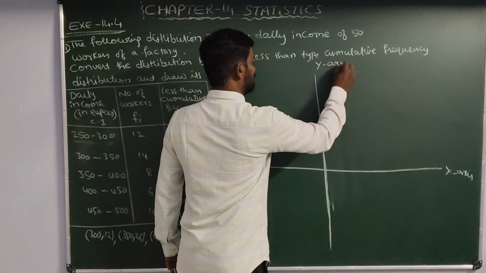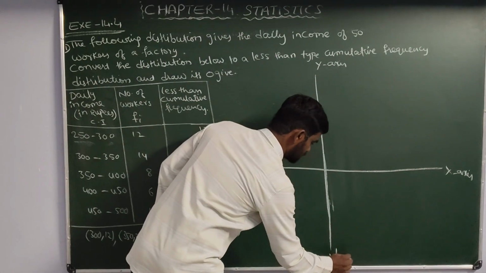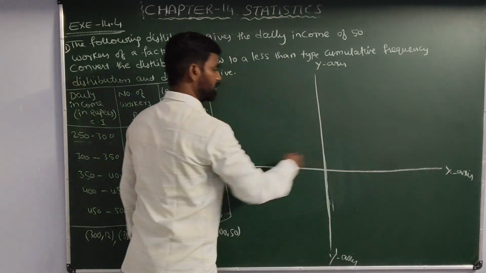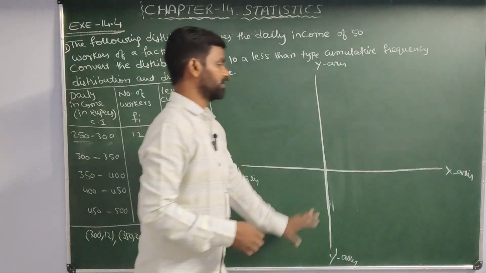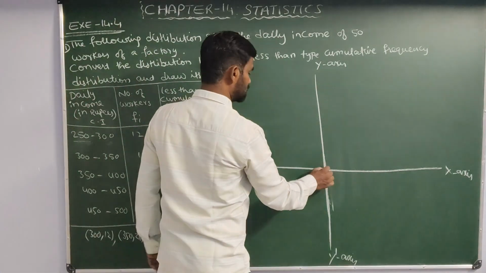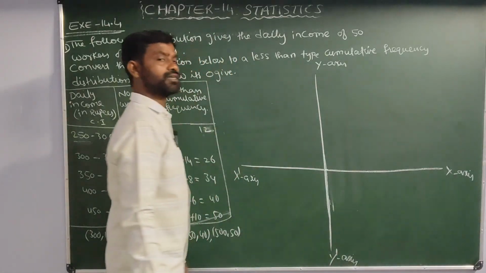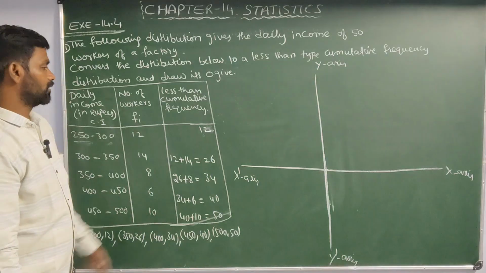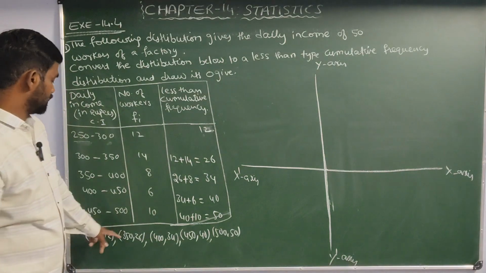Y-axis, y dash axis. So the horizontal line is the x-axis and the vertical line is the y-axis. The intersection of both axes at one point, that point is called the origin. Now we have to write the points, 300, on the x-axis.